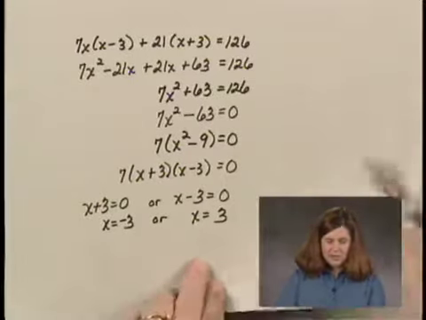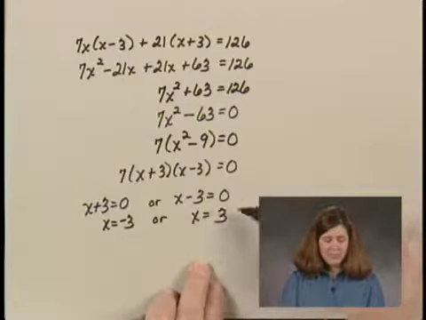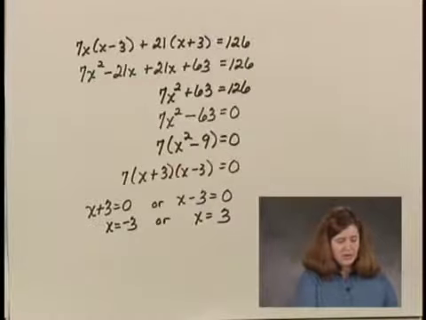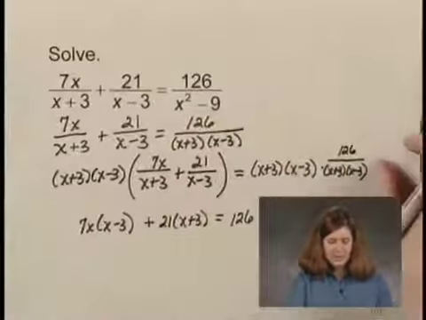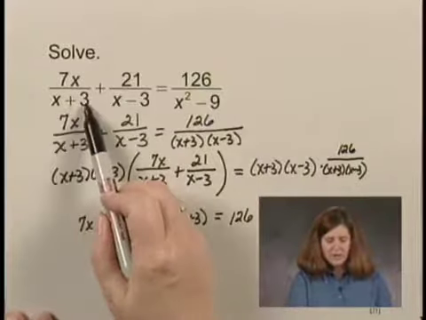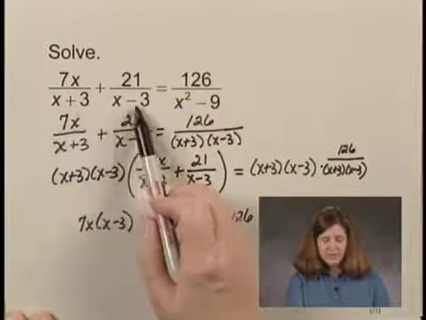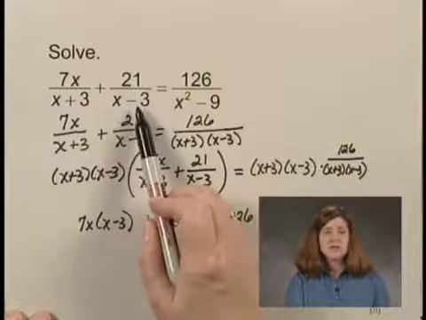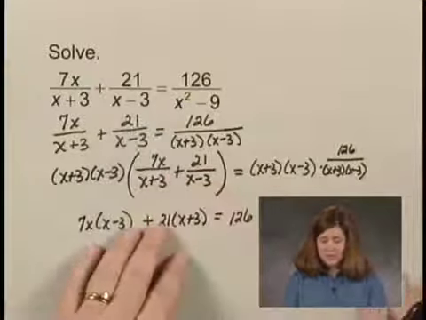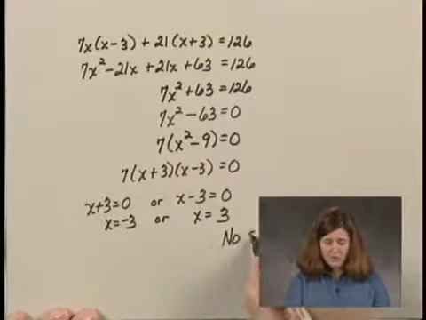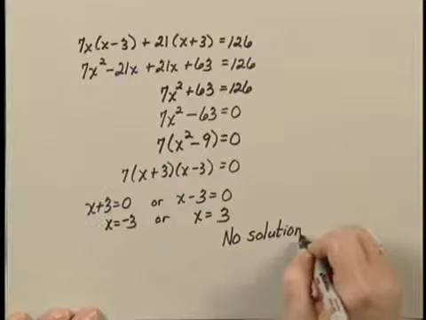Because we can do all of our algebra correctly and end up with possible solutions that are not solutions because the denominator is 0 when they are substituted. Looking at the original equation, we have a denominator of x plus 3. Well, if we substitute negative 3 in for that, this denominator will be 0. Here we have a denominator of x minus 3. If we substitute positive 3 in there, this denominator will be 0. So it turns out that neither 3 nor negative 3 is a solution of the equation. In fact, there is no solution to this equation.